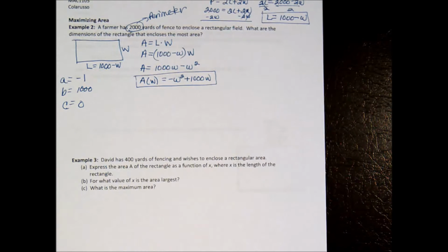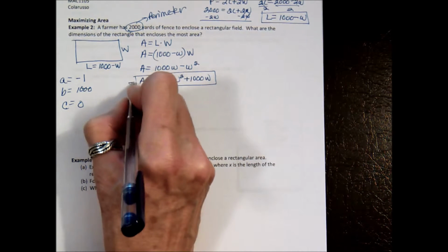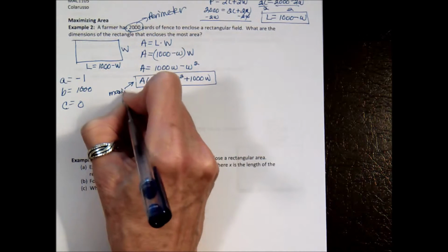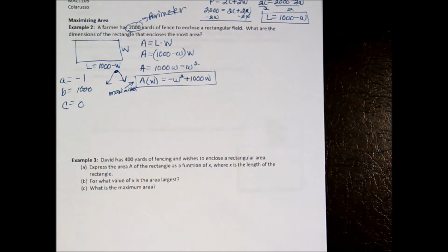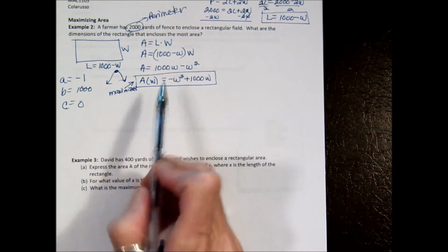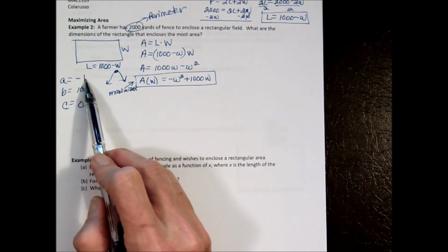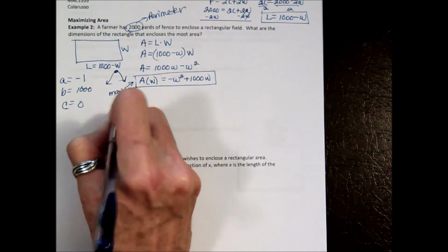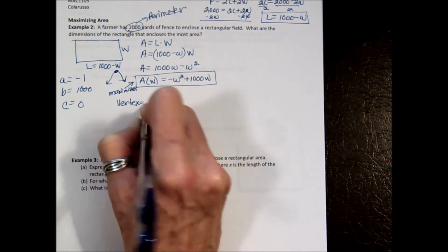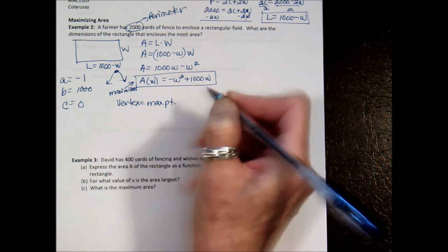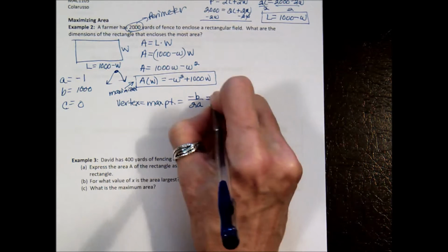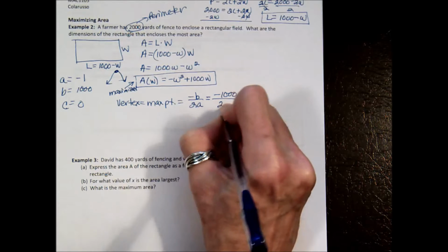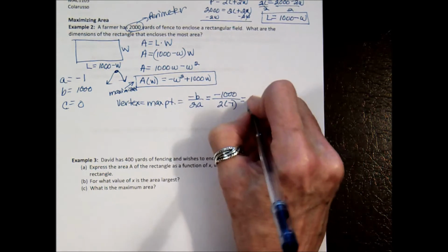And now the question is, when is this area maximized? Well, it's maximized, just like the last one, at the vertex of a parabola that opens down. How do I know it opens down? Because the A is negative. It's a negative 1. So what I really want is to find the vertex. That's going to equal my max point where my area will be maximized. So let's first find negative b over 2a. So that's going to be negative 1,000 over 2 times negative 1, or if you figure that out, it's just 500.